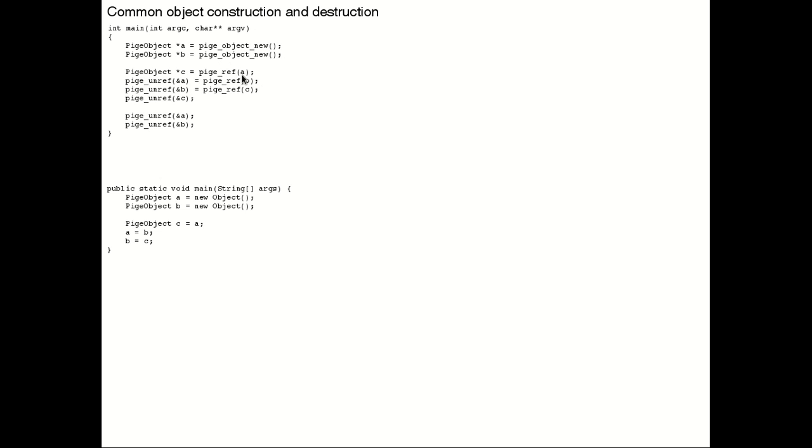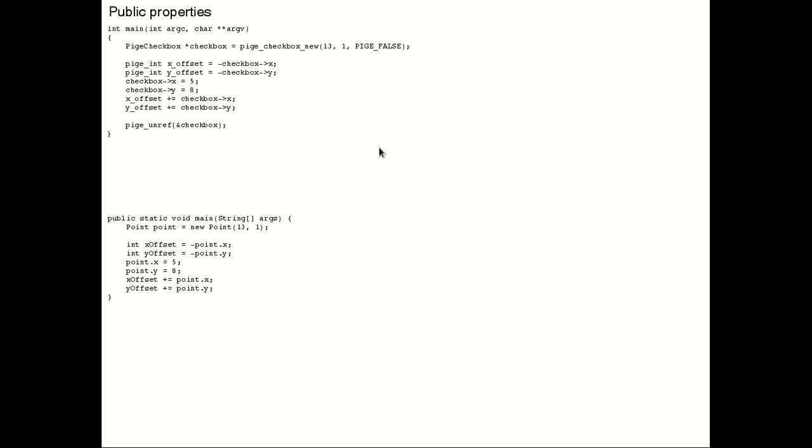pgref calls the ref method on A if it's not null, and returns the passed value. pgunref calls unref method on the passed variable if it is not null, then assigns null to the passed variable and returns it. So after these substitutions, the code is much cleaner, readable, and convenient.